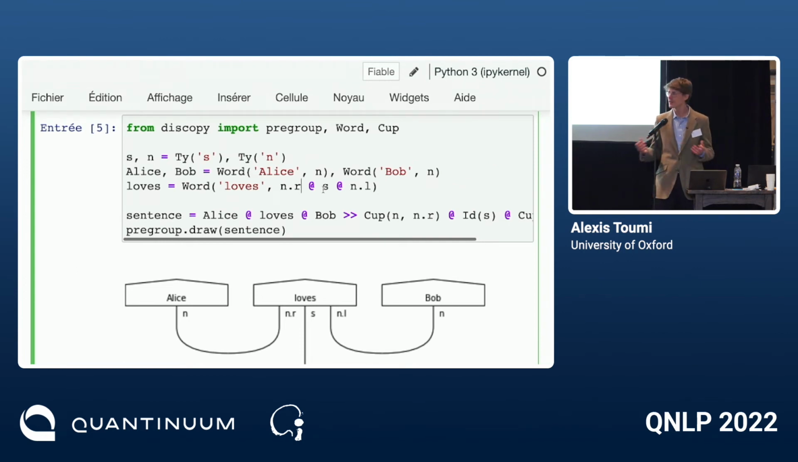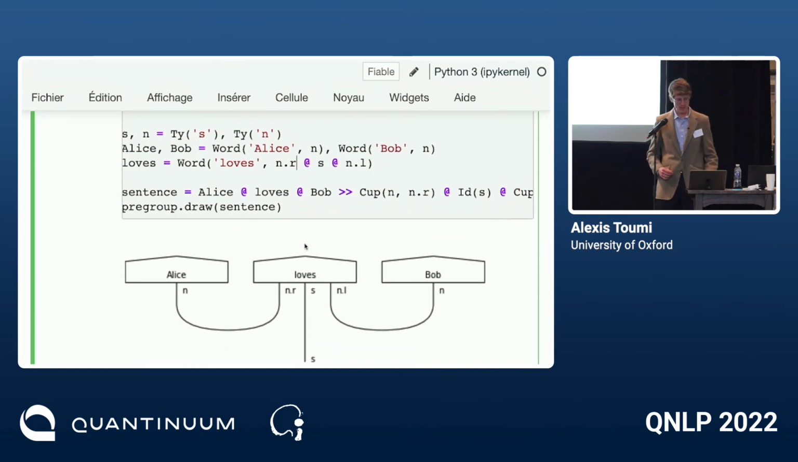And basically what that tells you is you can take Alice loves Bob, cancel the N with its adjoint, and similarly on the other side, you get a grammatical derivation. And this diagram is a proof that Alice loves Bob is grammatical in your pre-group.